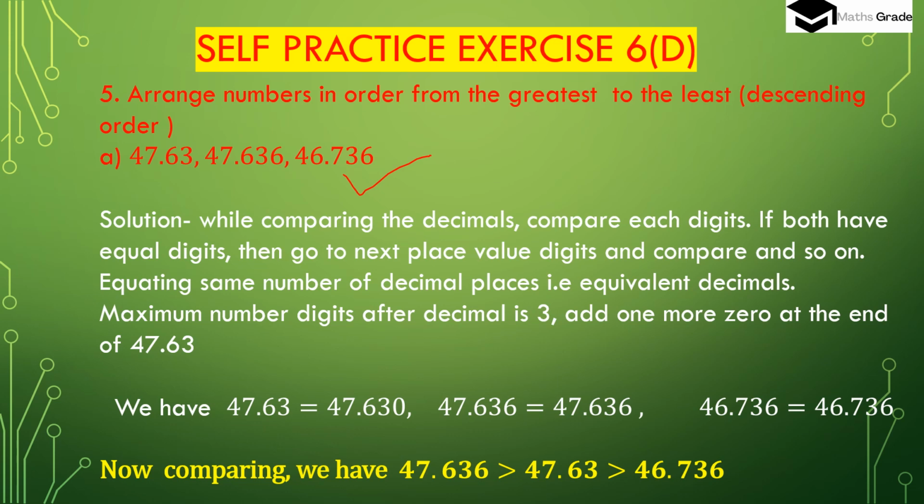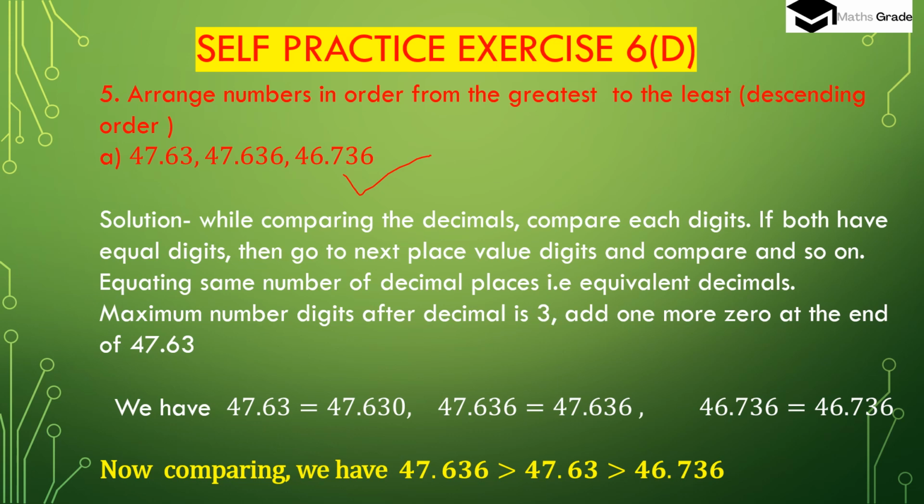While comparing the decimals, we have to compare each digit. If both have equal digits, then we go to the next place value digits and compare, and so on. First, we have to equate the number of decimal places. That is, we have to express each decimal as an equivalent, like decimal, so that all decimals have an equal number of digits after the decimal point. Here the maximum number of digits after the decimal point is 3.